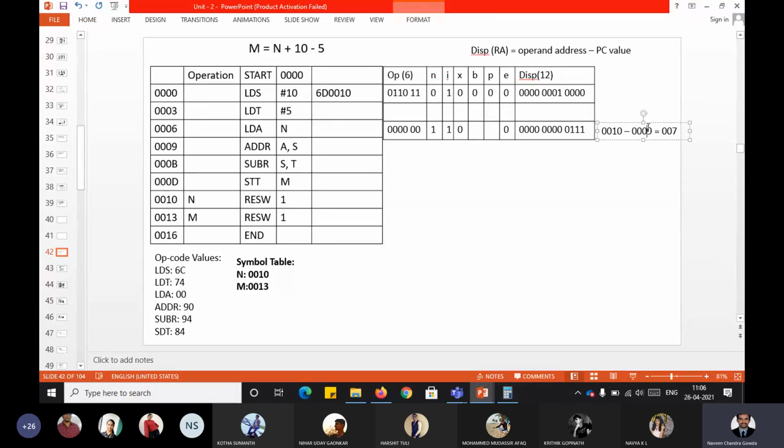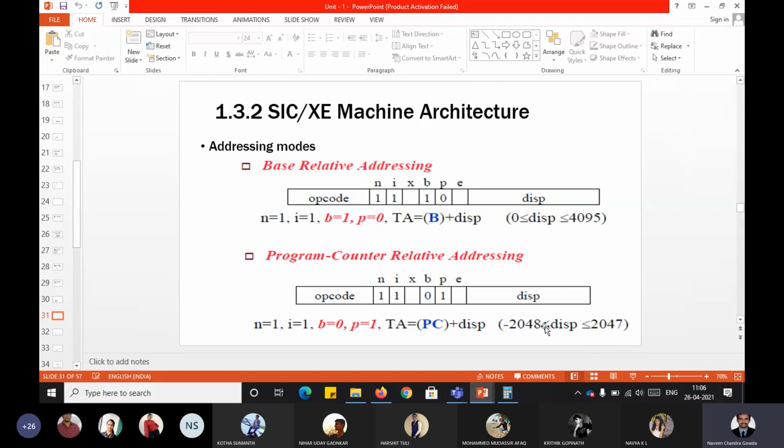So it means we found the displacement, which is the relative address, by using the PC address. This 0009 is the PC address, right? As we found the displacement by using the PC address, we set P as 1 and B as 0. Mind this, my dear students. When you find the relative address, as it is within the range of 2047, you consider PC mode.